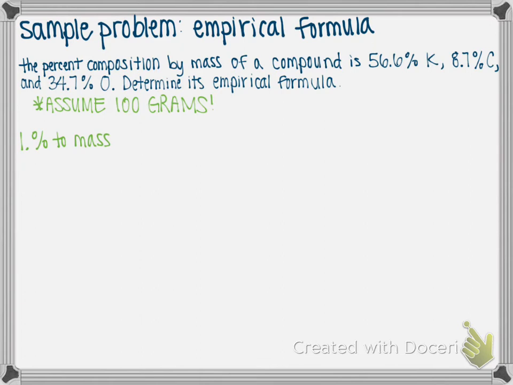So a sample problem dealing with empirical formulas. The percent composition by mass of a compound is 56.6% potassium, 8.7% carbon, and 34.7% oxygen. Determine its empirical formula. So always, even if it's not written, which most of the time it won't be, you are going to assume that you have 100 grams. And so it's really easy to convert percent to mass if you had 100 grams. So 56.6% K would turn into 56.6 grams of K.